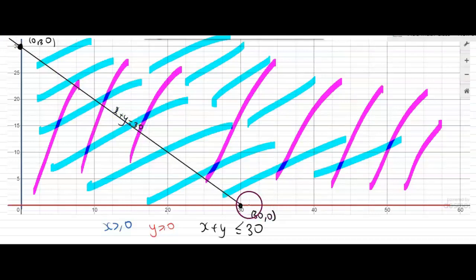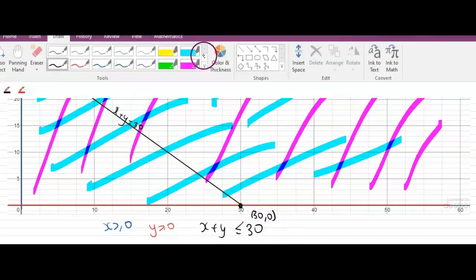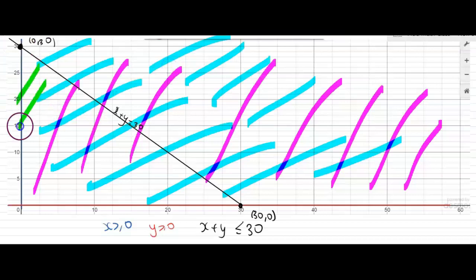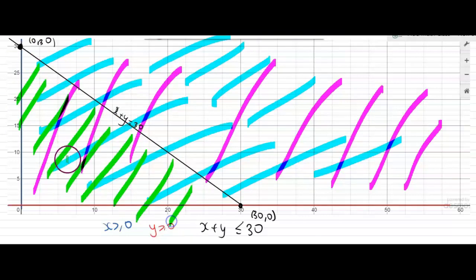This is an easy line to get. Now we want where it's less than or equal to 30, so that is actually lower down, below here. This is where x plus y is less than or equal to 30. Above here is where x plus y is greater than or equal to 30. And that's the thing with lines, guys.